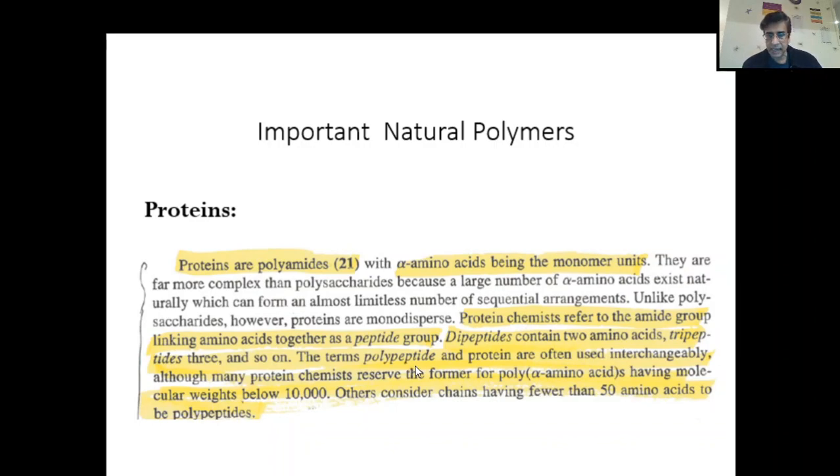Some people say that if you have a molecular weight around 10,000, then you call it a polypeptide, and more than 10,000 is called protein. And something with fewer than 50 amino acids will be considered a polypeptide. So if fewer than 50 amino acids are connected with each other, then it's a polypeptide. Other than that is all protein. So these are the two different terminologies people use.